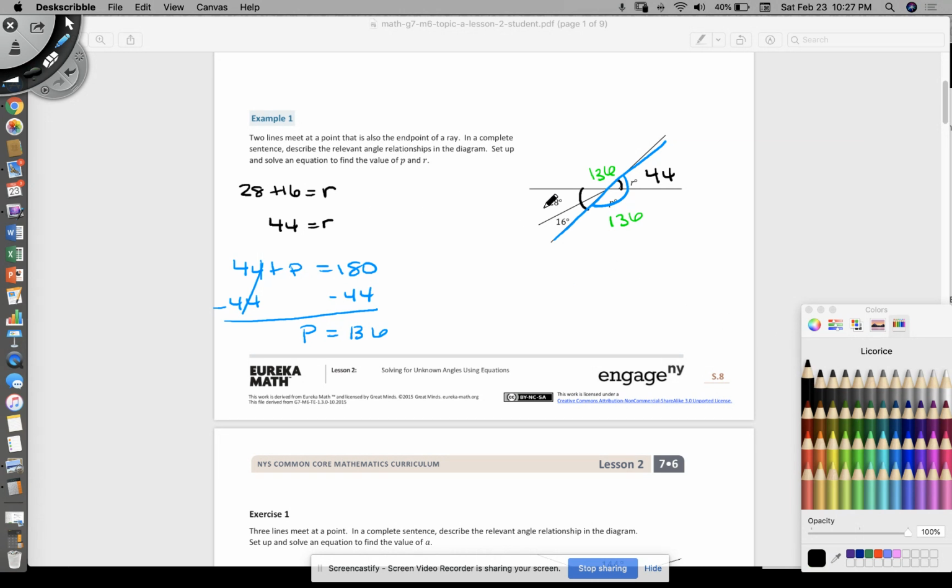So my one sentence, you can just go ahead and write this: angle 28 plus angle 16 equals angle R because they are vertical angles. And then angle R plus angle P are supplementary angles. So basically the same thing we wrote up above, just switching out the different numbers and letters.